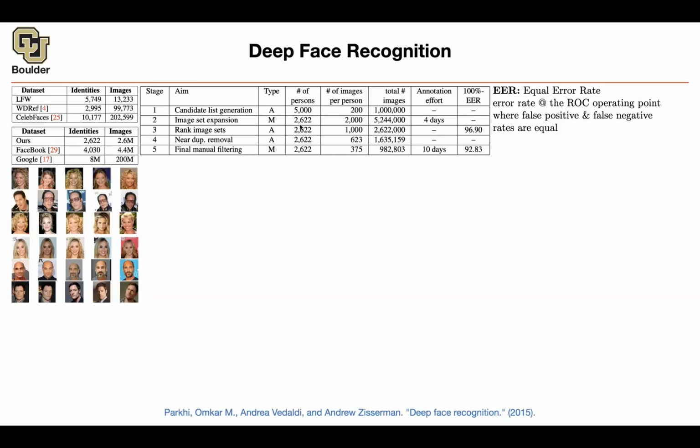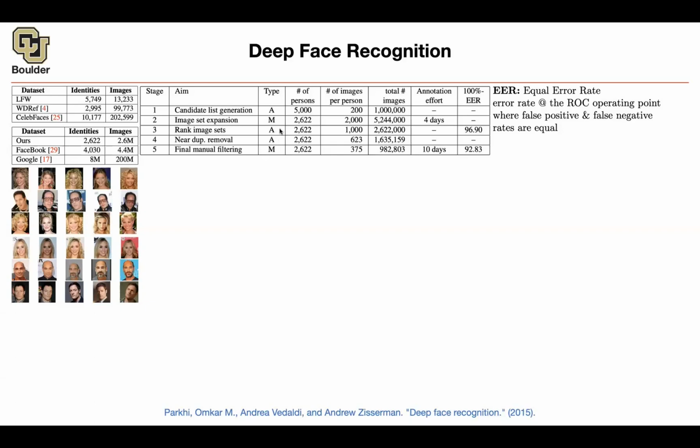And out of 5,000, you're going to end up with 2,622 identities. For those, you're going to go ahead on the internet again and collect more images per identity. And that's going to give you around 5,244 images. And this is going to take a group of people around 4 days to collect those data.